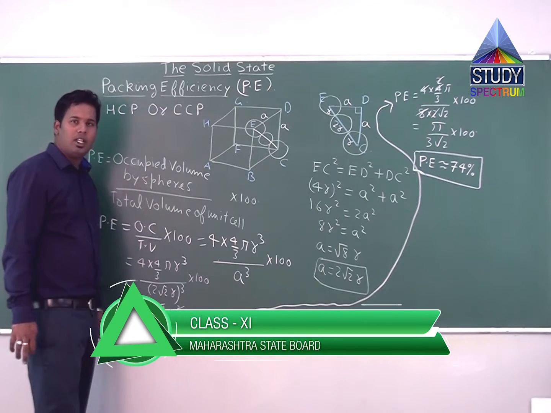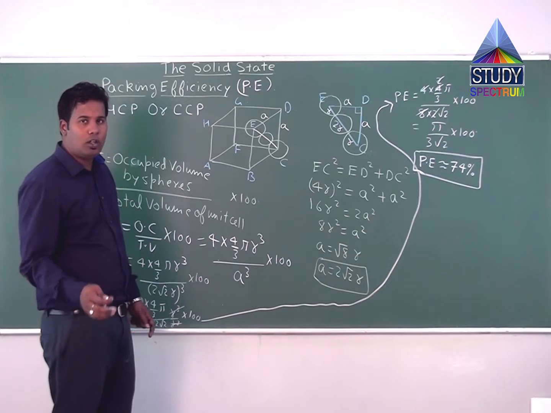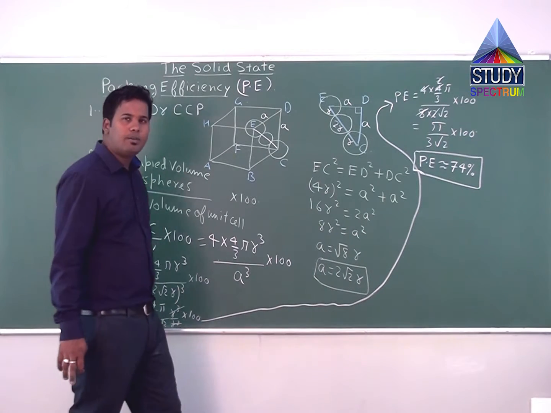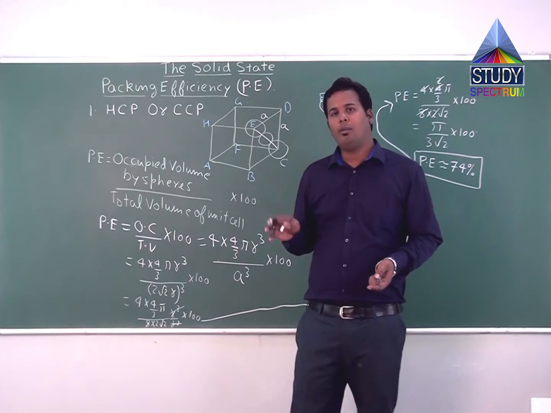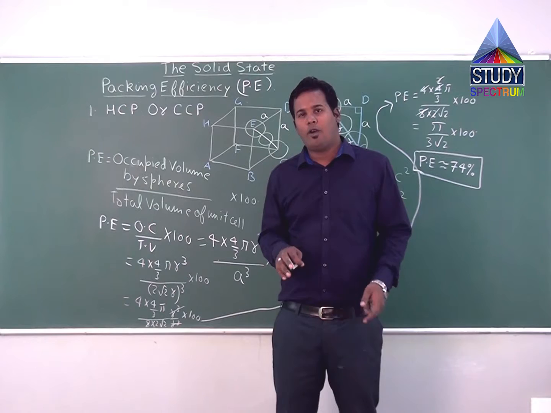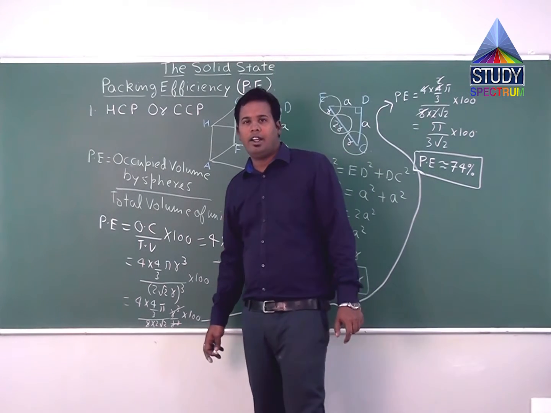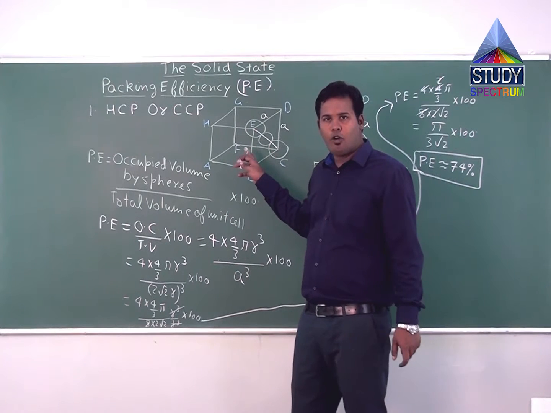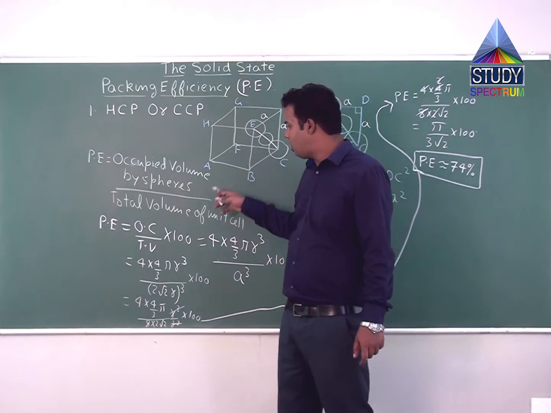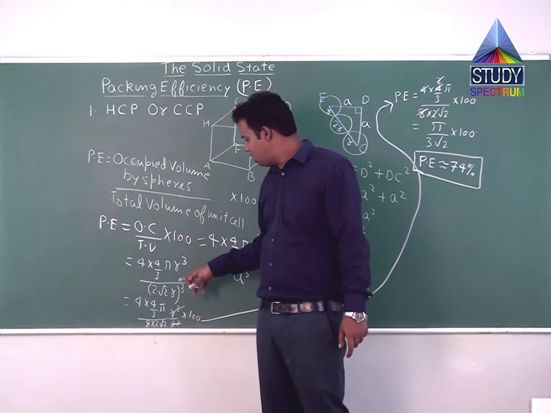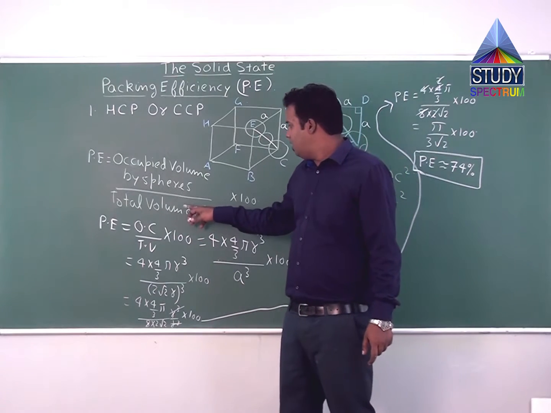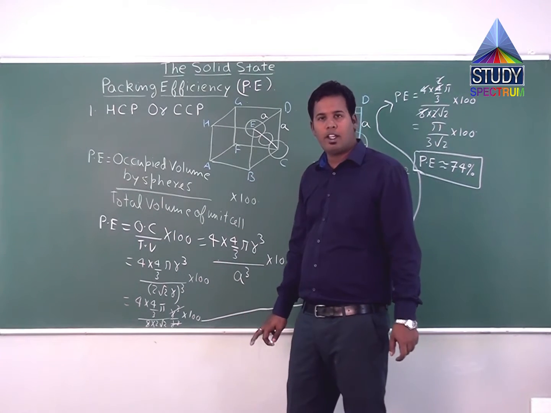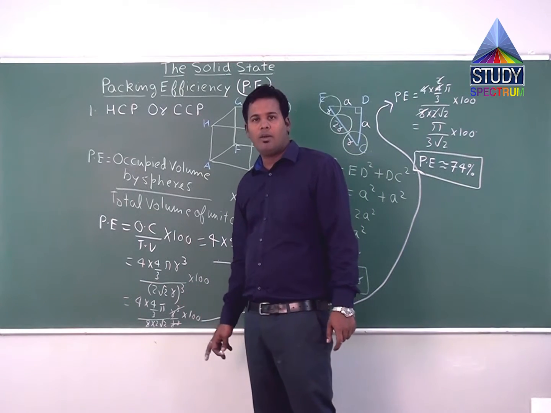Now packing efficiency always means the total occupied volume of spheres divided by the total volume of the unit cell, into 100. Occupied volume of spheres means the total number of spheres in this unit cell multiplied by the volume of each sphere. As you might have studied in lower standards in mensuration, the volume of a sphere is 4 by 3 pi r cube, and since there are effectively four spheres in this unit cell, the occupied volume of spheres becomes simply 4 into 4 by 3 pi r cube. And since the denominator is the total volume of the unit cell, which is a cube whose edge length is a, the volume of this cube becomes a cube.